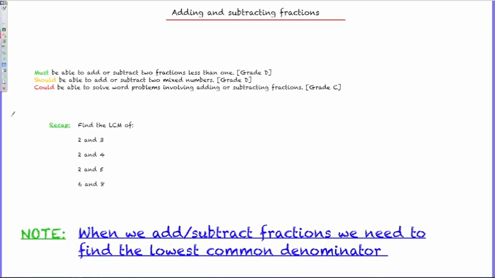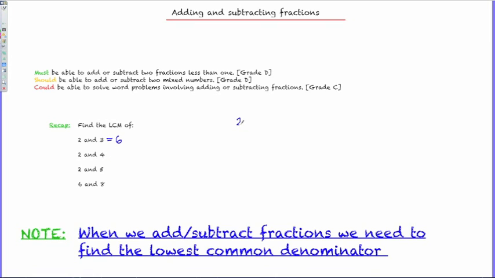Okay, so we're going to do a quick recap and we're going to find the lowest common multiple of these pairs of numbers. If you remember back to a few sessions ago, we had a look at finding the lowest common multiple. So just to recap, we've got 2 and 3. The lowest common multiple is going to be 6. They will both have 6 in their times tables, and that's the lowest common multiple.